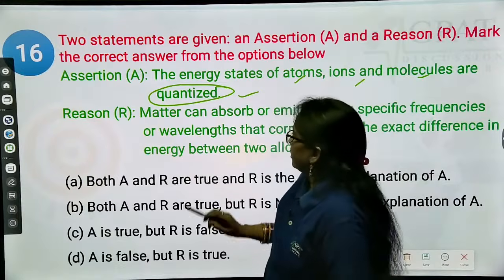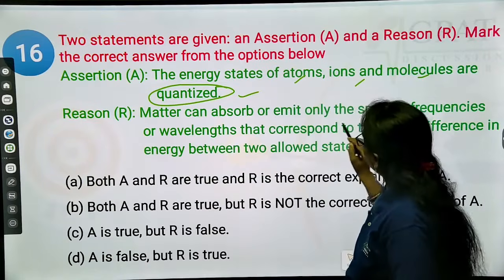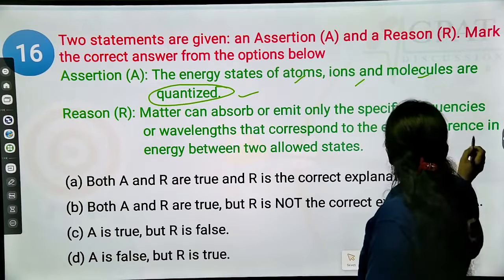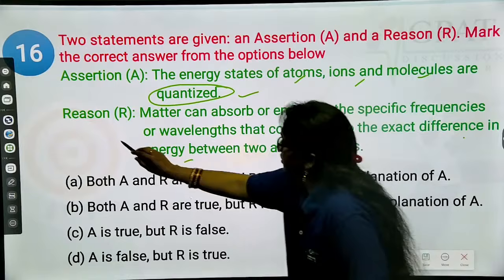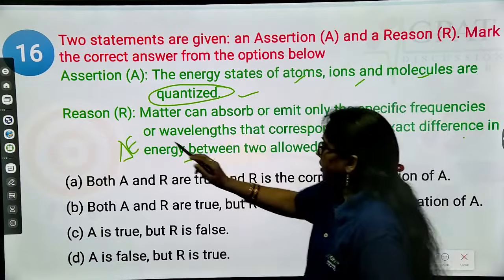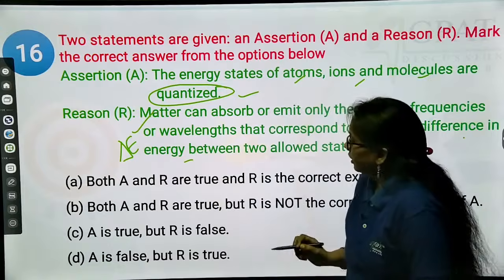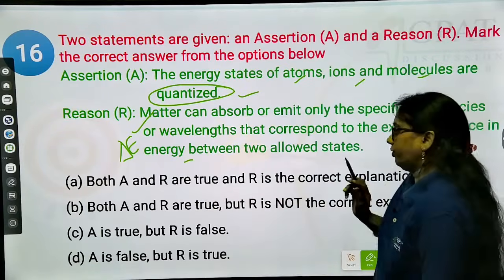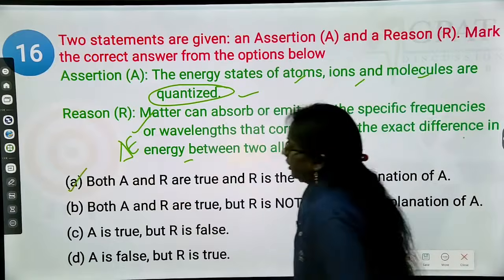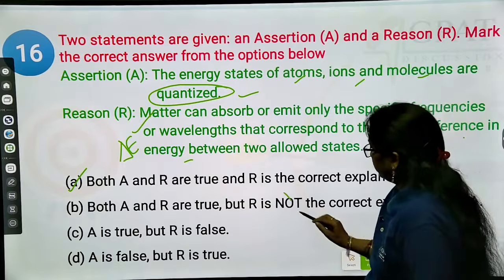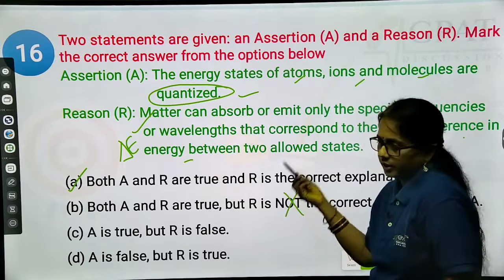So what is the reason? Matter can absorb or emit only the specific frequencies or wavelengths that correspond to the exact difference in the energy, that is called delta E, between the two allowed states. So the reason is right. Okay, let us see. Both A and R are true, and R is the correct explanation of A. Definitely A is the correct one. Both A and R are true, but R is not the correct explanation. No, R is the correct explanation.